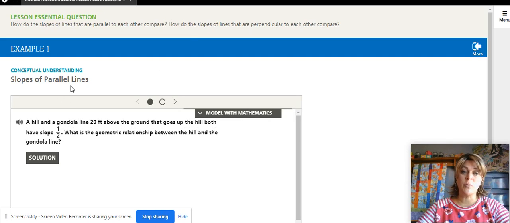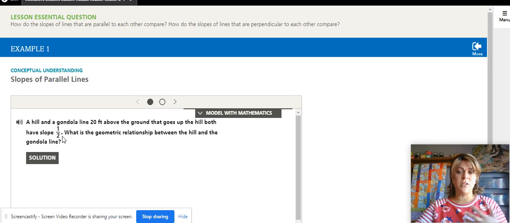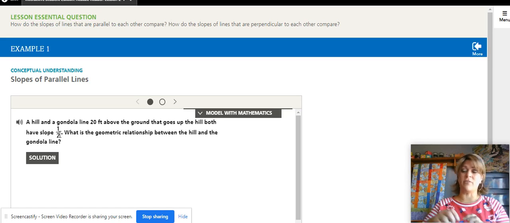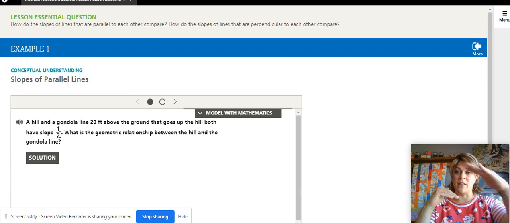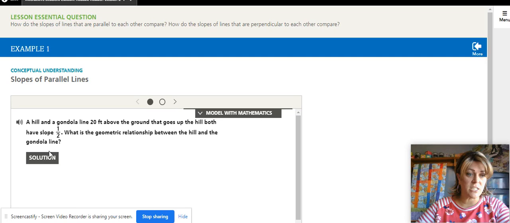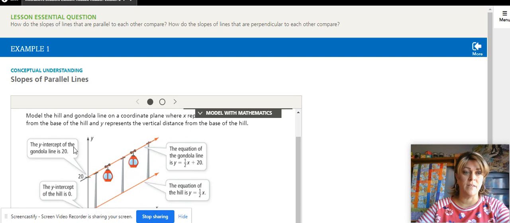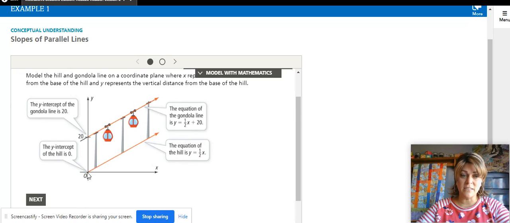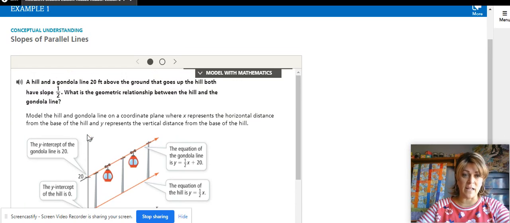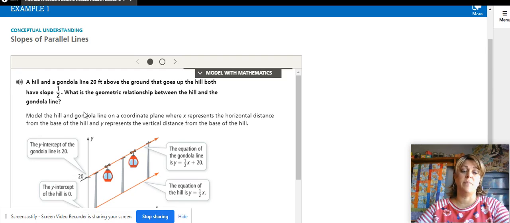Example number 1, slopes of parallel lines. A hill and a gondola line 20 feet above the ground that goes up the hill both have a slope of half. When you first read that, you're like, okay, a hill and a gondola. Now, this isn't the gondola like in the river on the waters. It's the gondola for skiing. So here there's actually a picture. Here's the hill, starting at ground zero. And the gondola is above that hill, 20 feet above the ground.